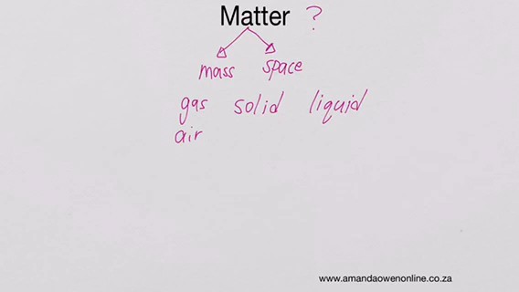An example of a solid could be a stone. If you pick a stone up off the ground, the stone is made up of many different components, but it's definitely a solid. It has mass and it takes up space. An example of a liquid could be if you pour yourself a glass of orange juice. So orange juice is a liquid, it has mass and it takes up space.